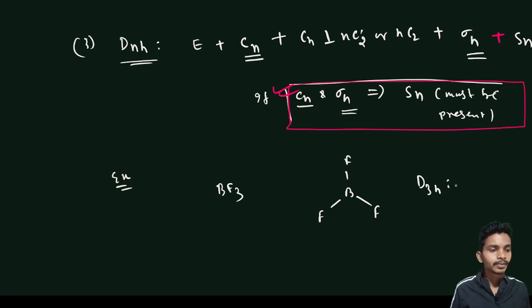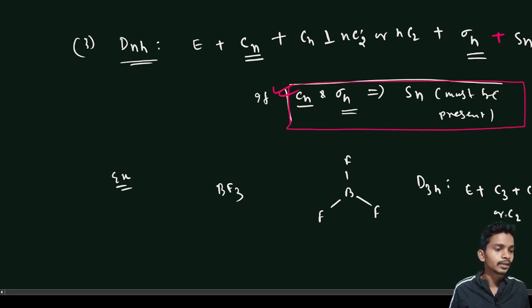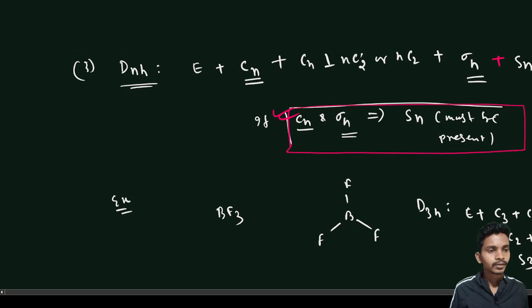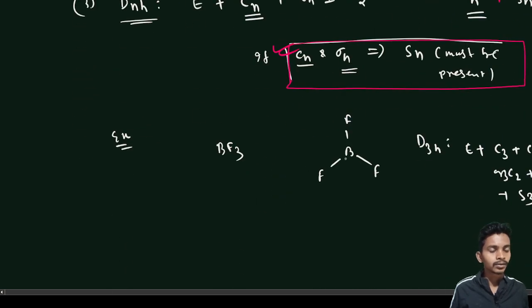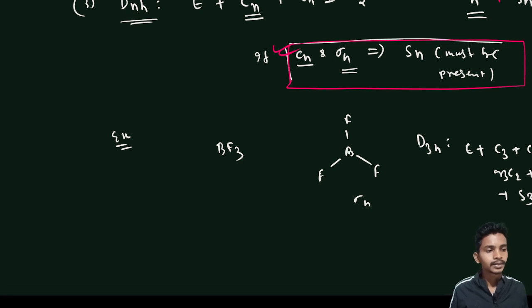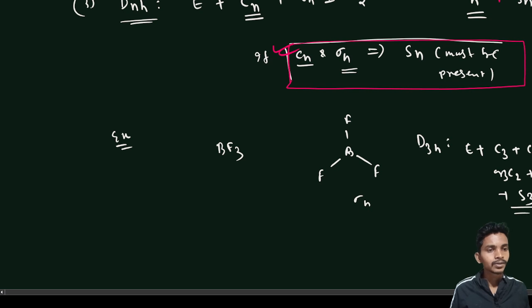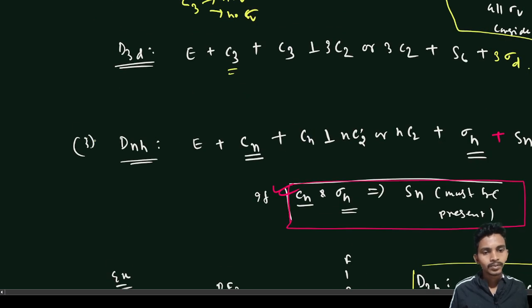is present. What are the symmetry elements for that? E plus C3 plus 3 C2 perpendicular to C3, or we can simply write 3 C2, and sigma h is present, and S3 is present. So in this group we can see that sigma h is present, and we also have the C3 axis, and since S3 is also present in this point group, these are the symmetry elements for this point group.